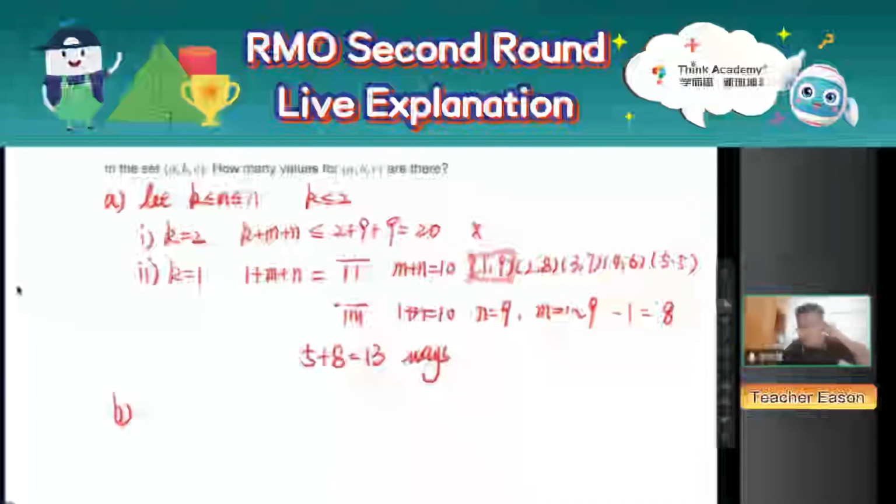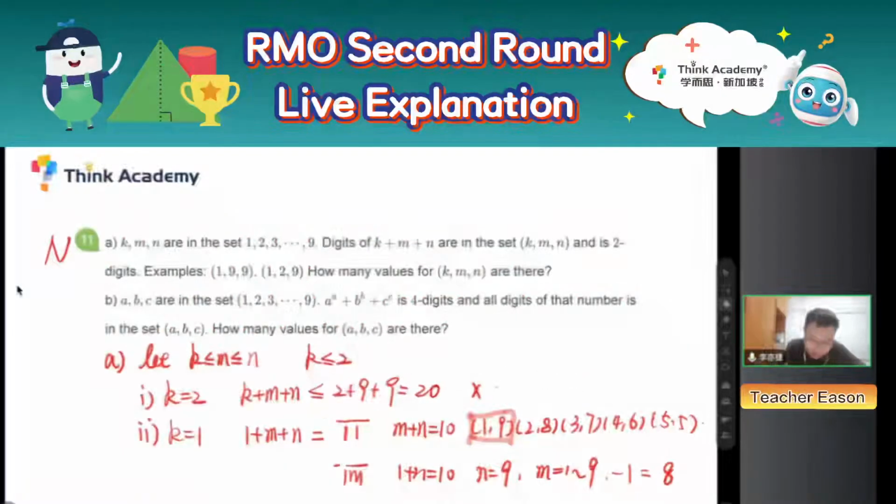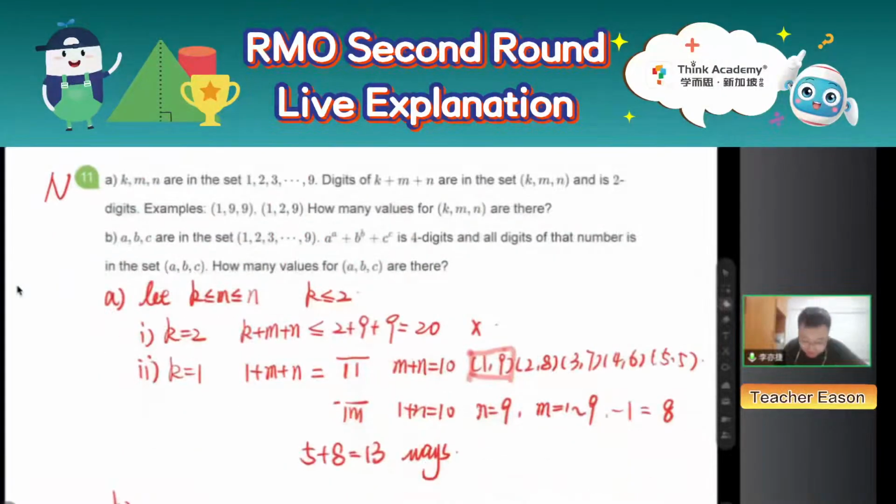Then see the part B, right? So now, A to the power of A, B to the power of B, C to the power of C is a 4-digit number. So this is the most important information, because the 4-digit number limits the range of this ABC, and this helps you quickly find out the answer.